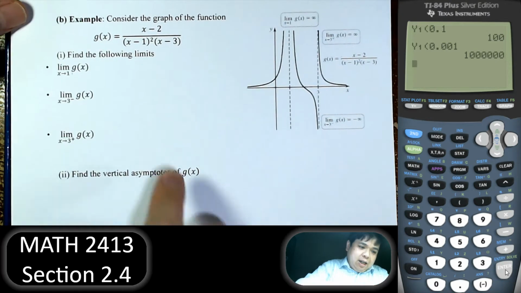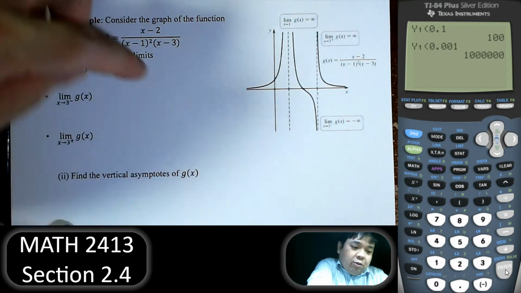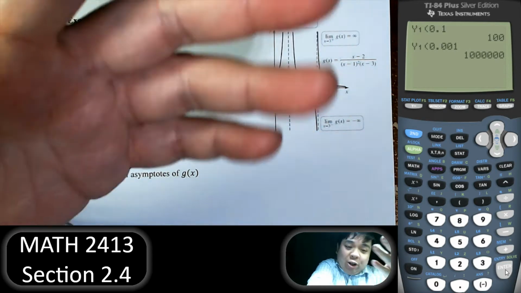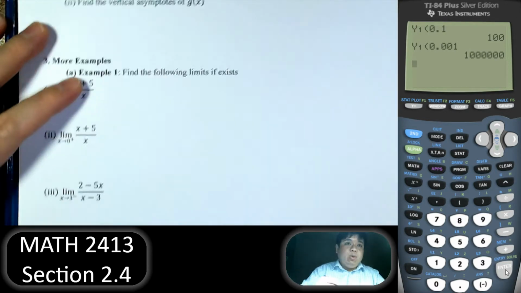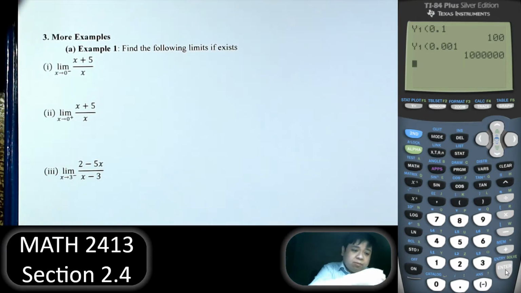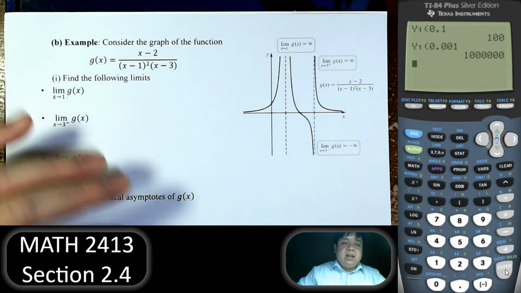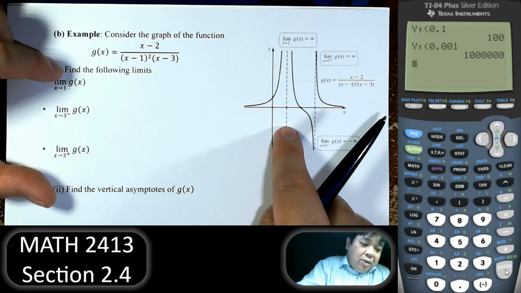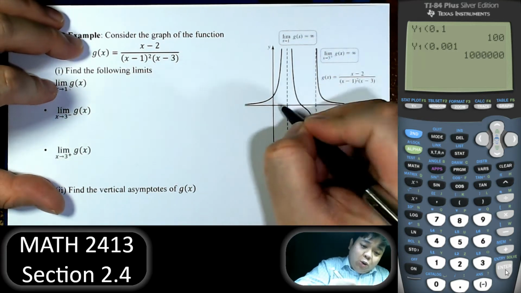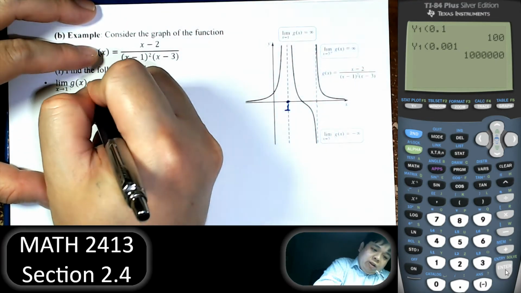Now take a look at this example. Consider the graph of the following function. Now find the following limits. We have the graph. Later on we have a lot of examples where we do this numerically or at least algebraically, but for now, just do it graphically. So if we have this graph, what is the limit of the function where x goes to 1? When x goes to 1, the function goes to infinity, right?